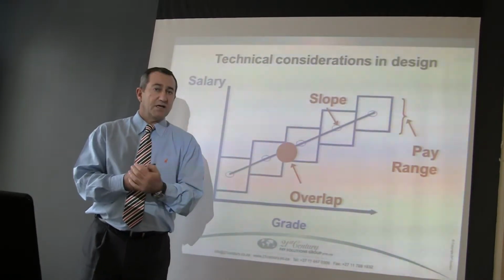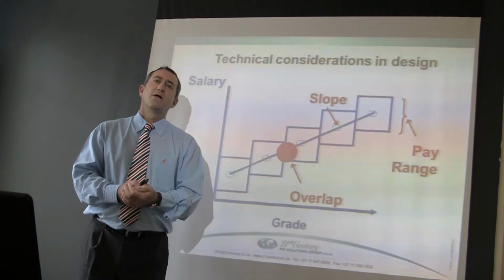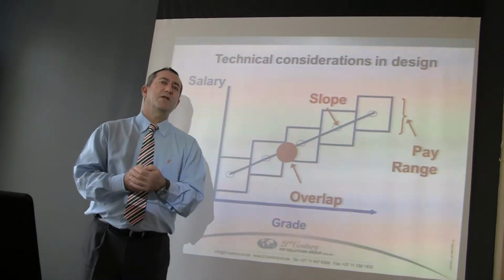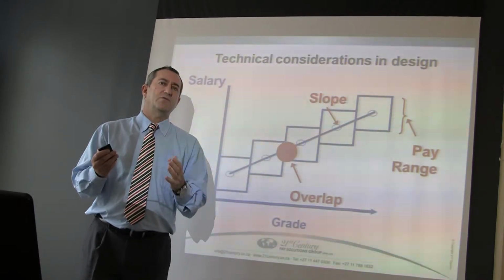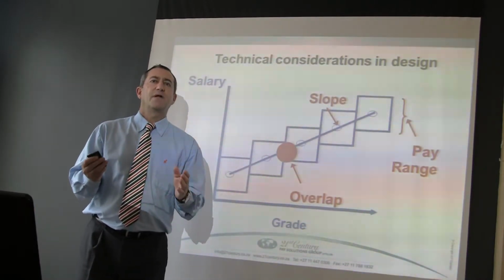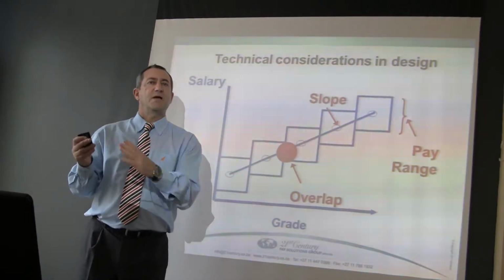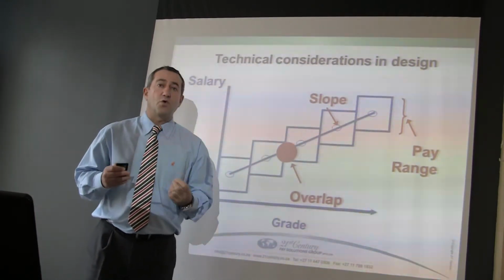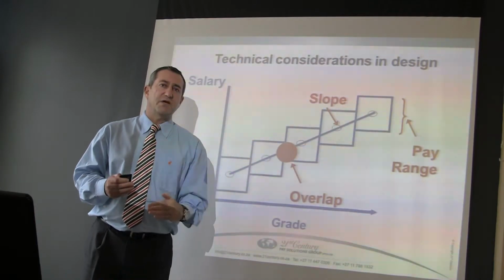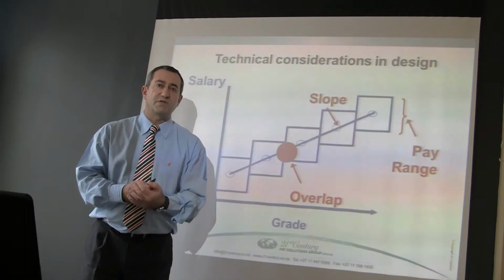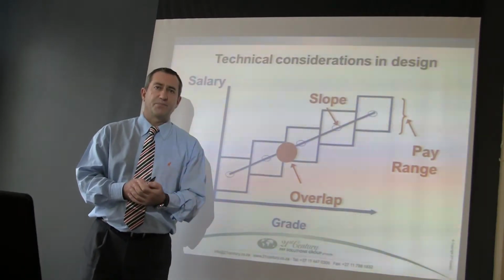So what are some of the technical design considerations? Let's start with the range. The range is typically 50%. That would be an international average, but of course near the bottom end it's about 20-30%, and near the top end it's up to 100%. If you are broad banded, in other words flatter structures, you can have anywhere between 100 and 300% pay ranges.